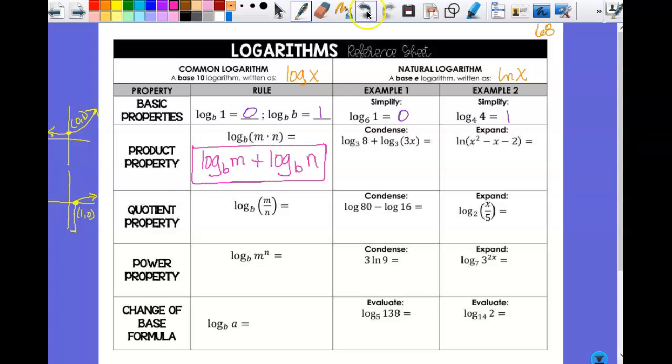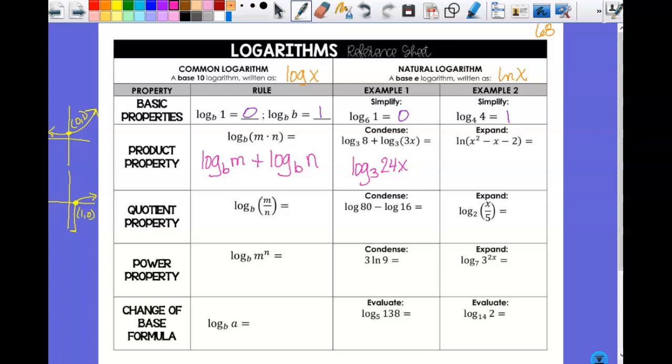Oh, I don't guess I need a box around it. Whatever. All right, so then when I'm condensing these two, the bases are the same, so I get log base 3. And I'm going to multiply those two. What's 3x times 8? 24x.